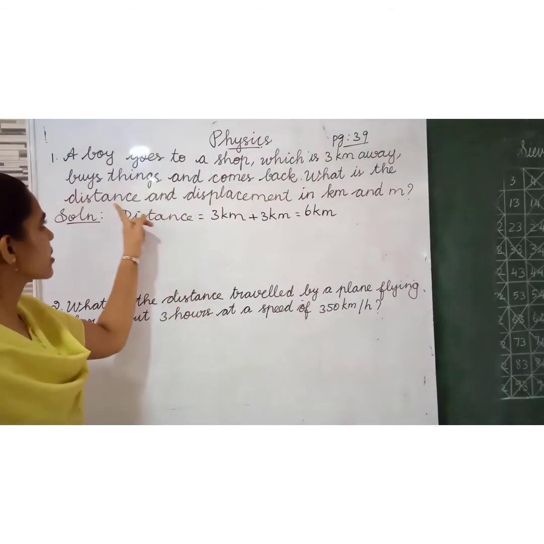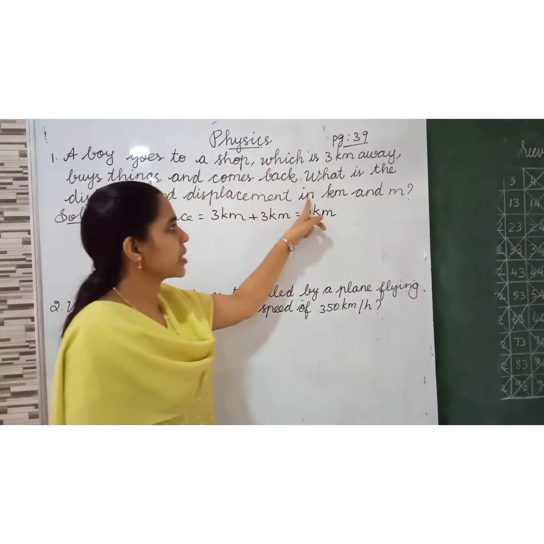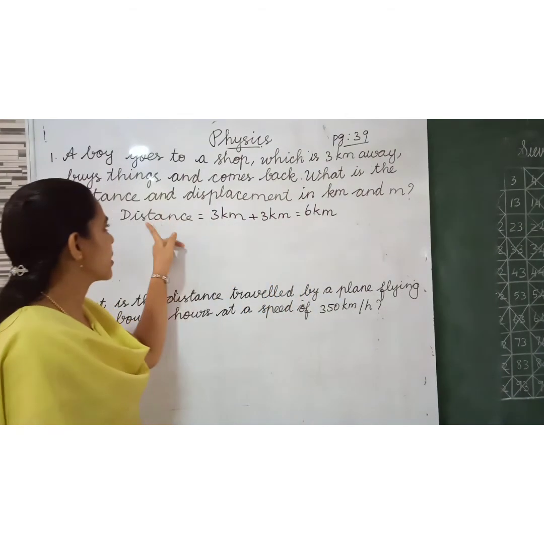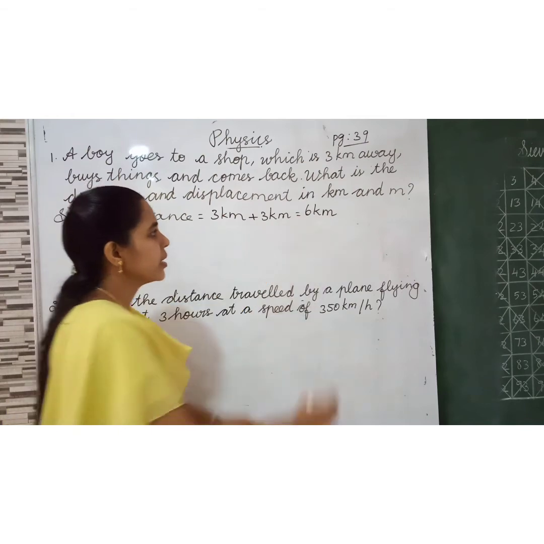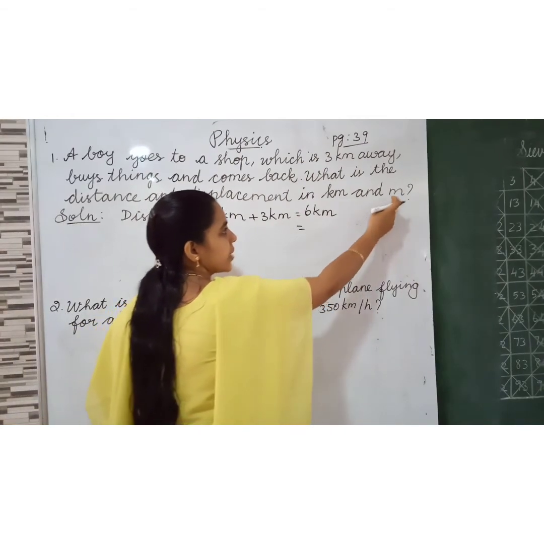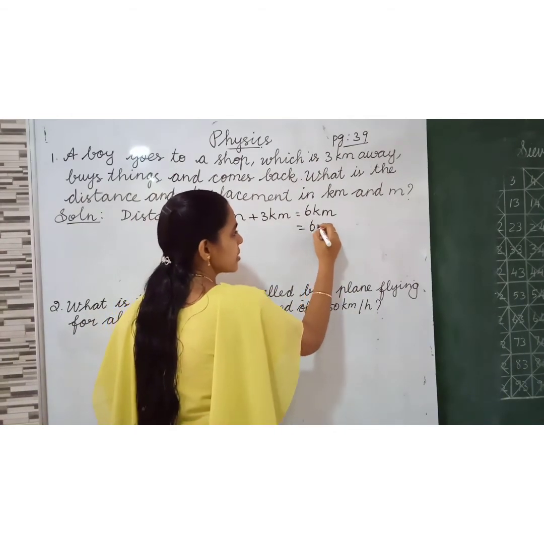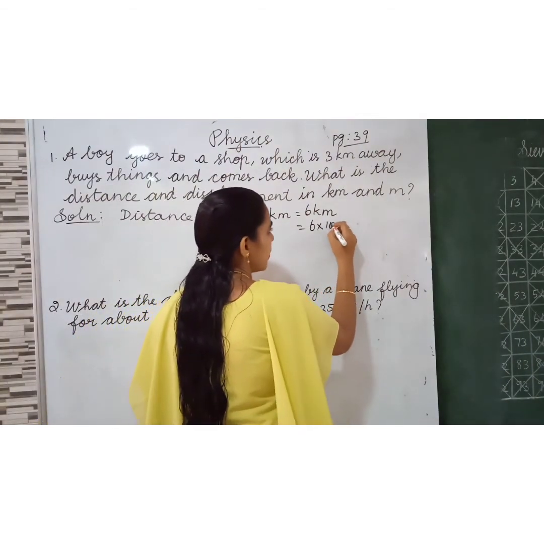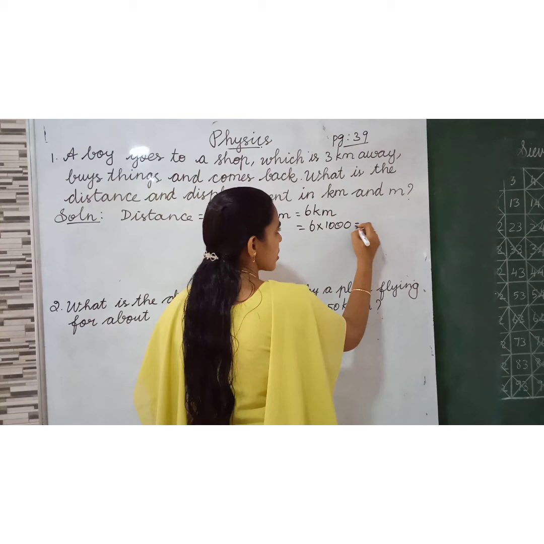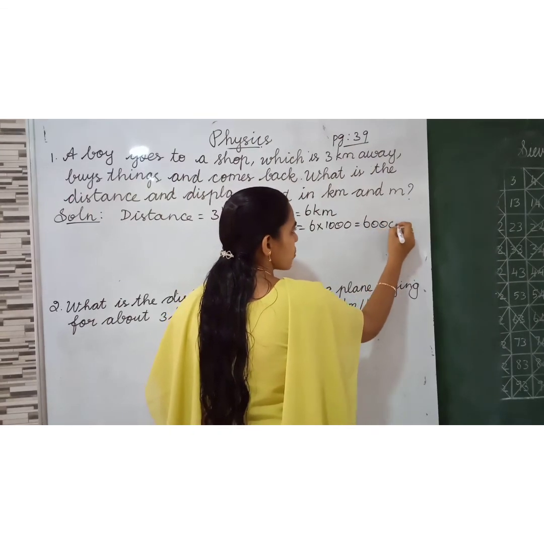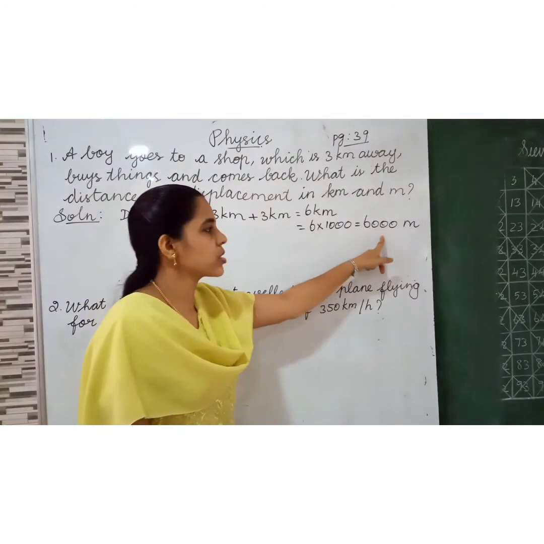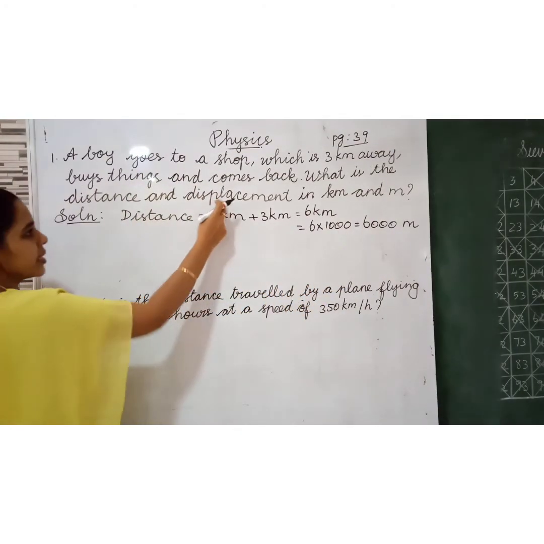Listen, the answer is distance and displacement in kilometers and meters. So this is distance in kilometers. Then we have to write in meters. For that, multiply 6 with 1000. 6 into 1000 is equal to 6000 meters. Distance is equal to 6000 meters. Again, displacement.